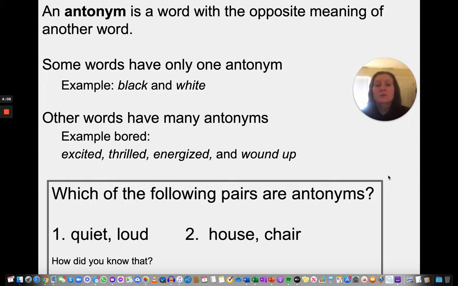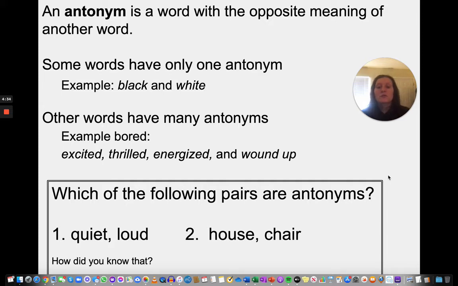So other words have many antonyms. So for example, the word bored. So remember, this is the opposite of bored. So when you're bored, you feel like you don't have anything to do. You're trying to figure out something to do. So some antonyms of the word bored could be excited, thrilled, energized, and wound up.